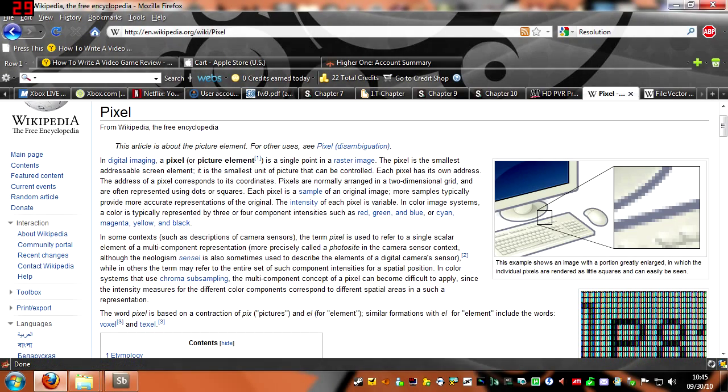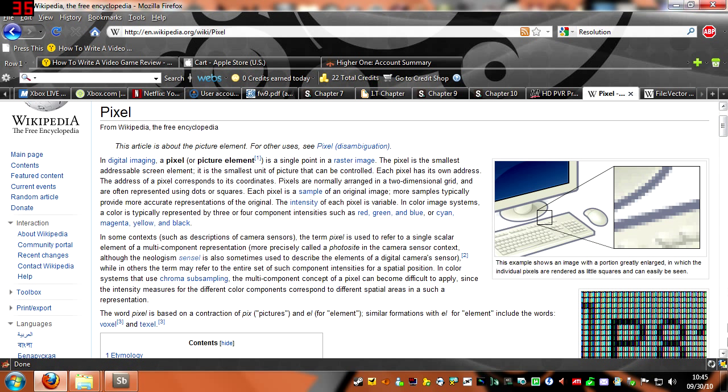Before I get into some of the deeper features of the HD PVR, I figured I would explain pixels and desktop resolution, since that is a very big part of what it actually does. A pixel is a single point of a raster image. Essentially, it's one little point on your screen.